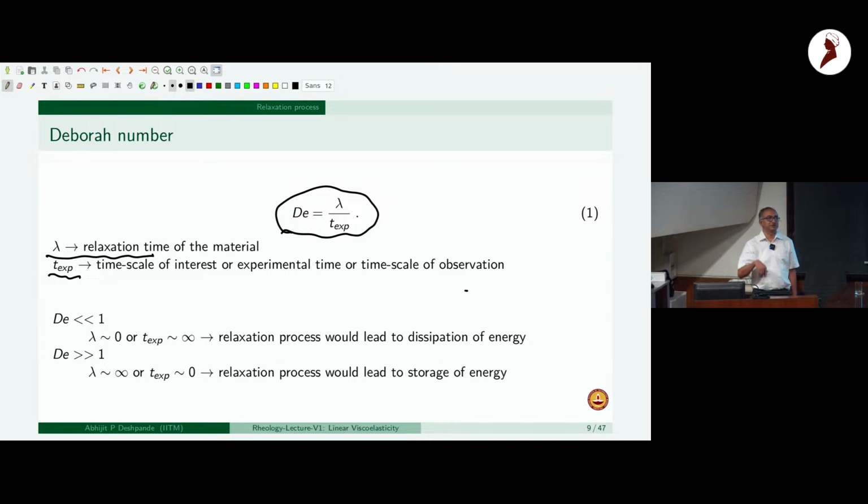And it's the ratio between these two which determines whether the material is more viscous or more elastic, based on Deborah. So if Deborah is very small, then the relaxation time is very low, or the experimentation time is very large, and effectively this leads to dissipation of energy.